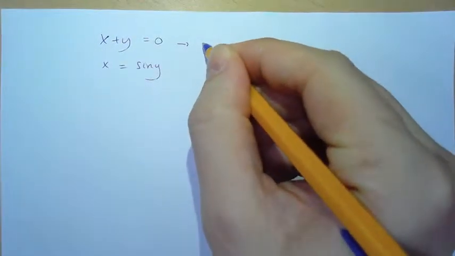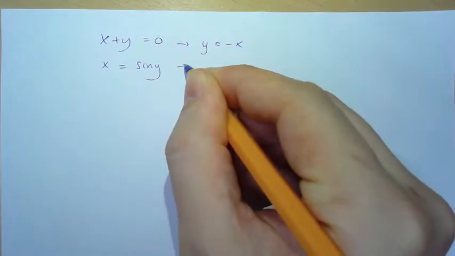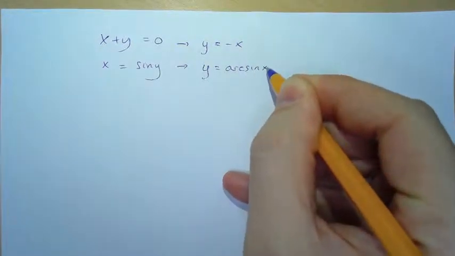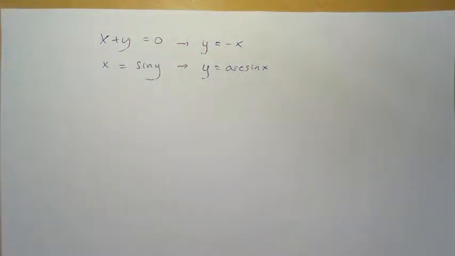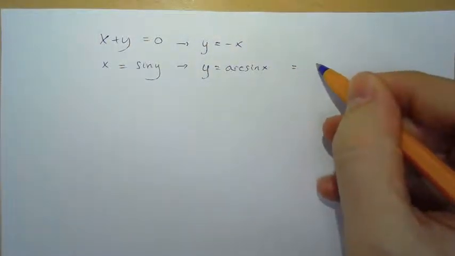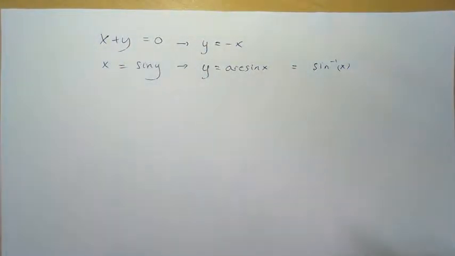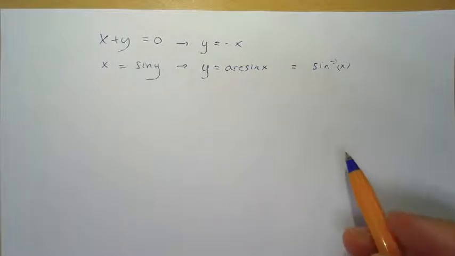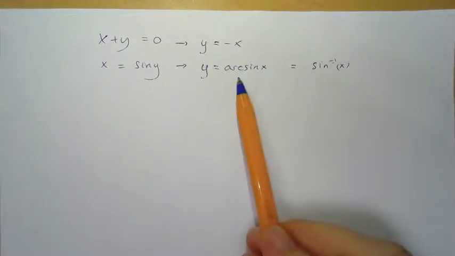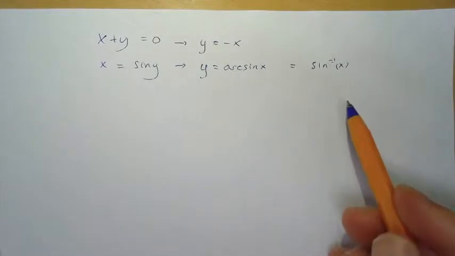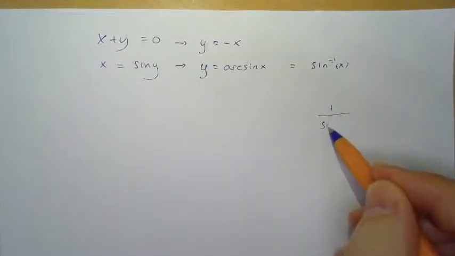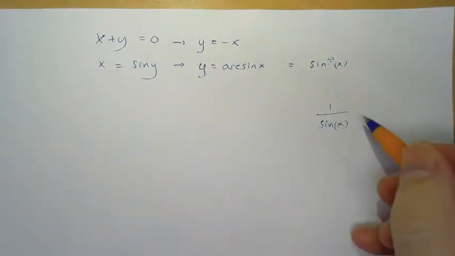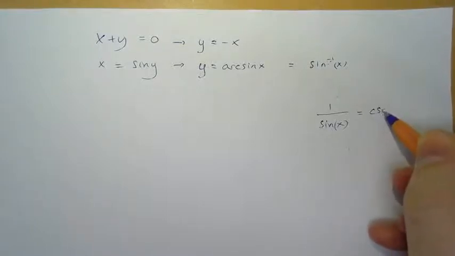X plus y equals 0 is y equals negative x. As for this one, x equals sine y, it's y equals arcsine of x. On your calculator, we'll see how it works, but this is actually written inverse sine of x. So that's a bit of a problem in math because this -1 means two different things. It may mean inverse function. Here it means the arcsine, but it may sometimes also be 1 over sine x. So we need to be very aware because obviously 1 over sine x is not arcsine. 1 over sine x is cosecant x.